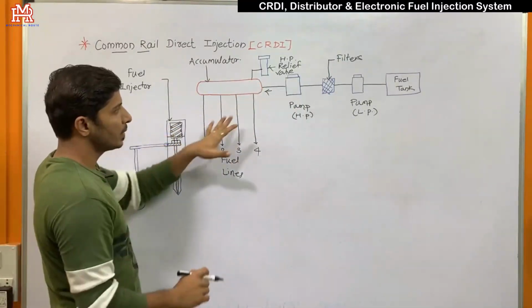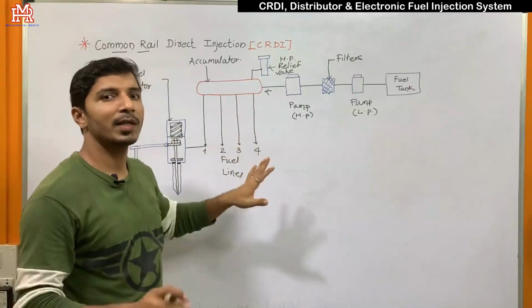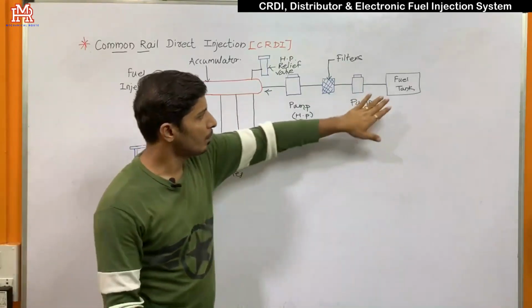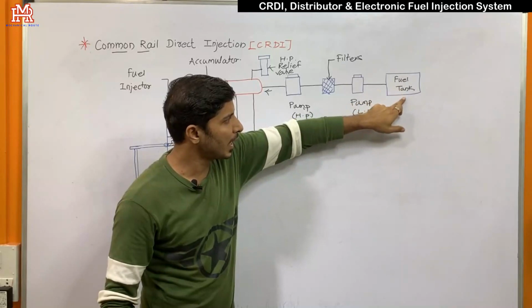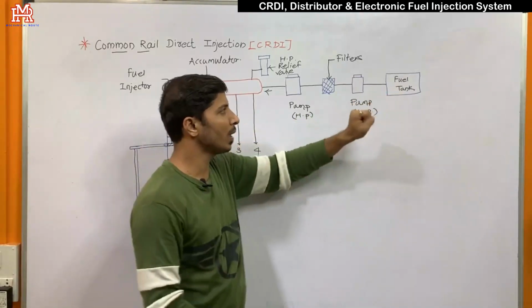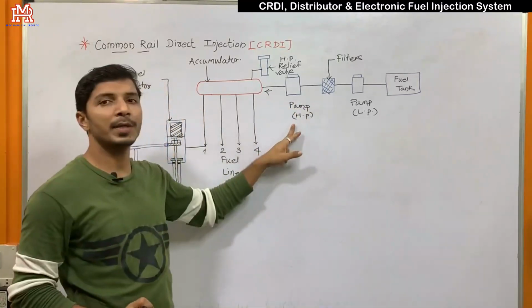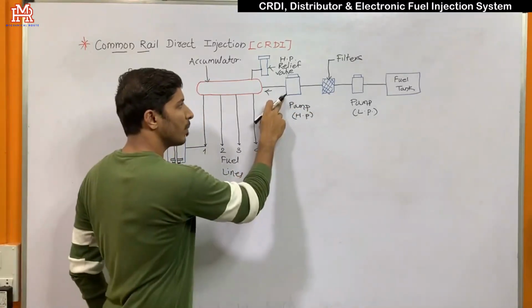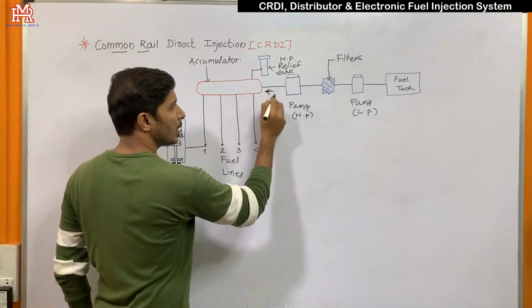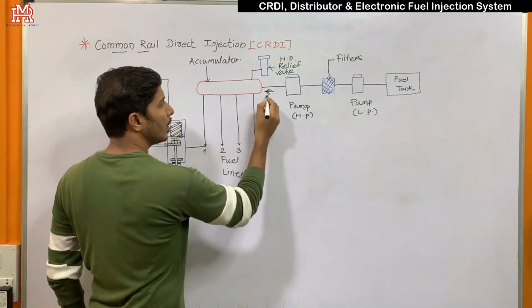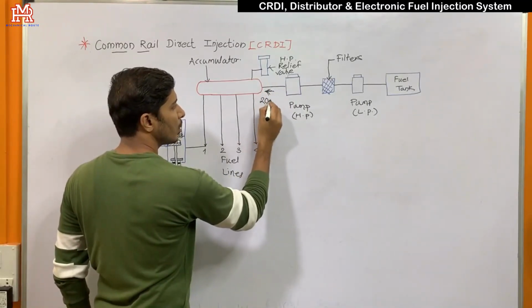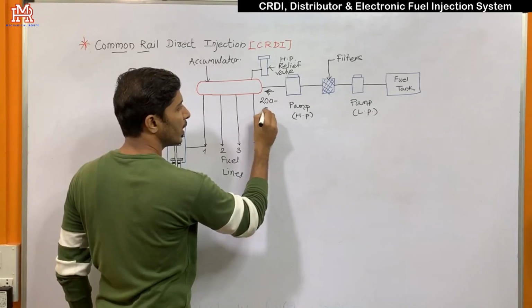Now we'll turn toward the working. Working is again very simple. From the fuel tank, the low pressure pump will take fuel and that will be transferred through this filter to the high pressure pump. Through this high pressure pump, the high pressurized fuel, we can say the pressure is around 200 to 300 bar.